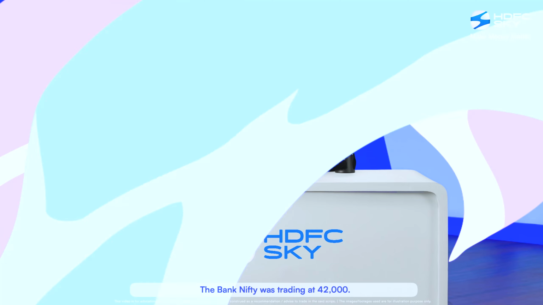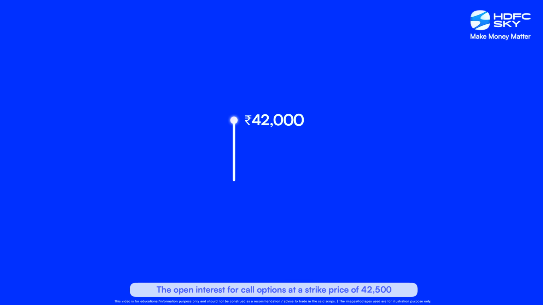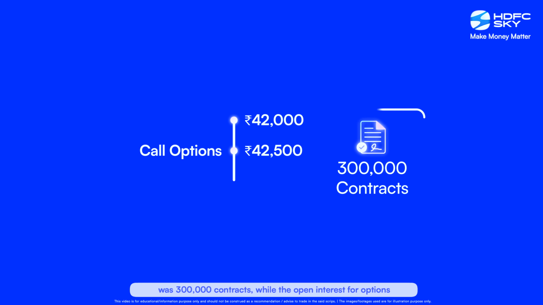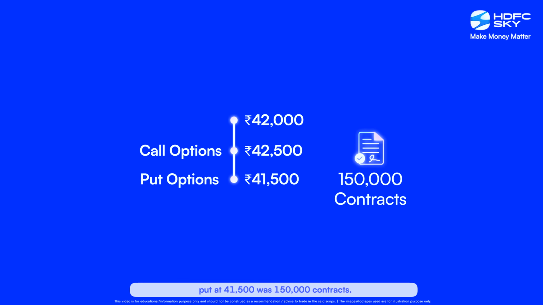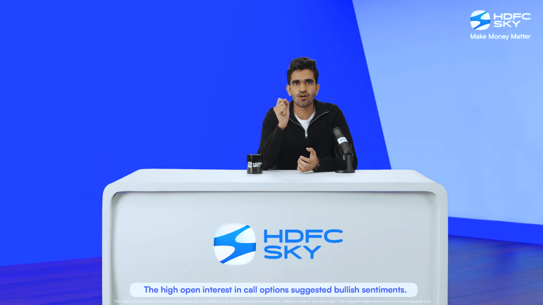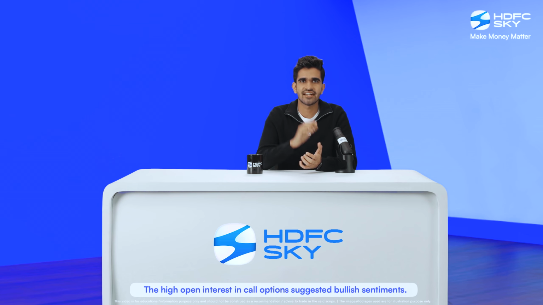Let's look at Bank Nifty options in April 2023. The Bank Nifty was trading at 42,000. The open interest for call options at a strike price of 42,500 was 3 lakh contracts, while the open interest for put options at 41,500 was 1,50,000 contracts. The high open interest in call options suggested bullish sentiments.